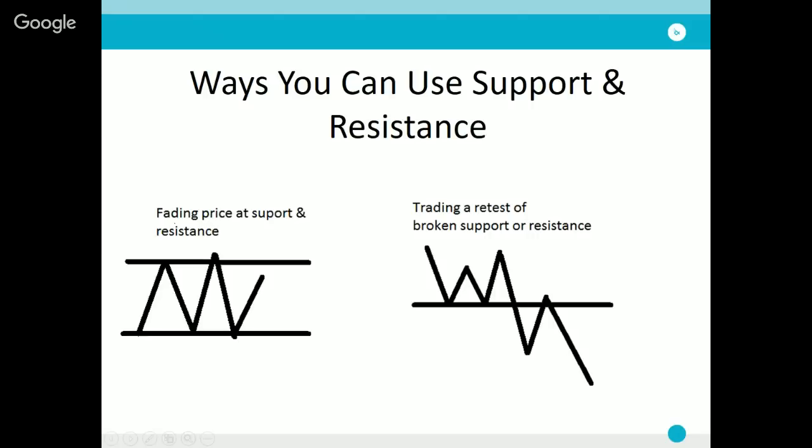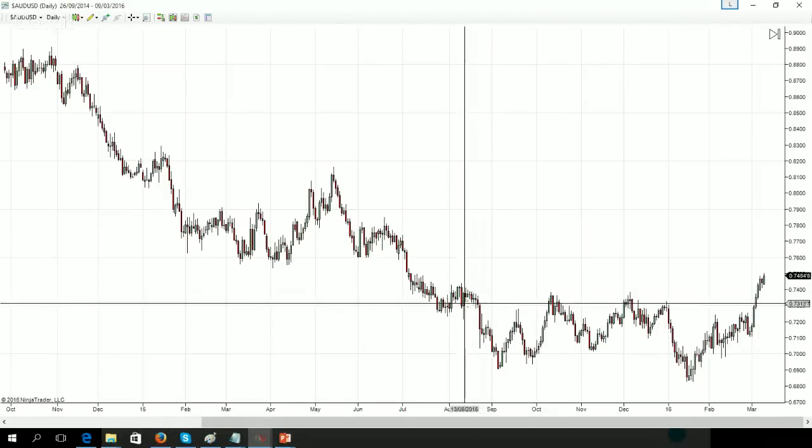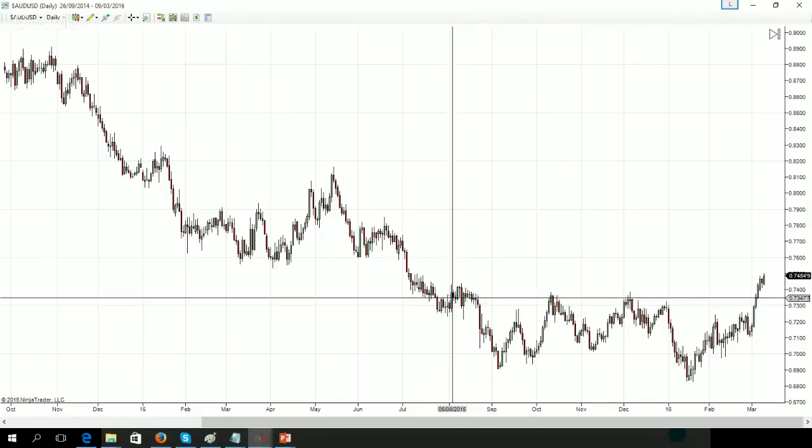So let's take a look at the Aussie dollar, because this is an interesting market at the moment. We've just broken out of the base that we've been in for over a year now. So let's take a run through this, and I can show you how I plot my levels.